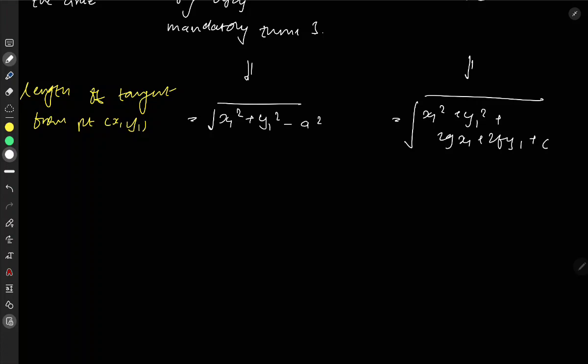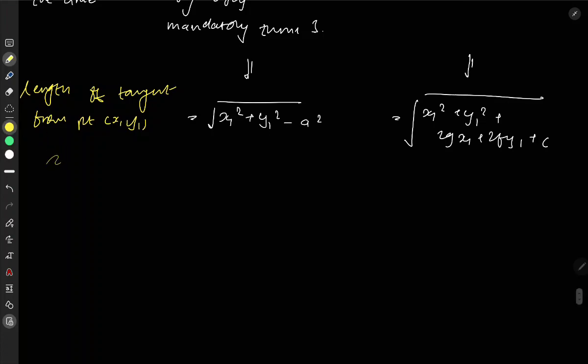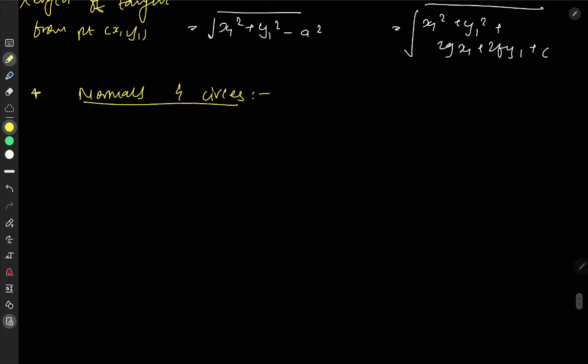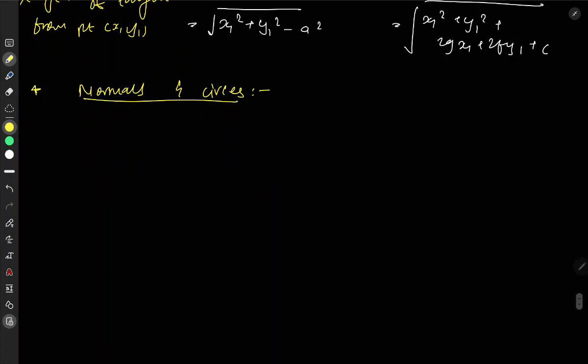So now let us discuss the normals and circles. We have already discussed what the definition of a normal is, so we won't be discussing it again. Let us understand how the equation of a normal looks with respect to the equation of x square plus y square equals a square, and our general equation S equal to 0.